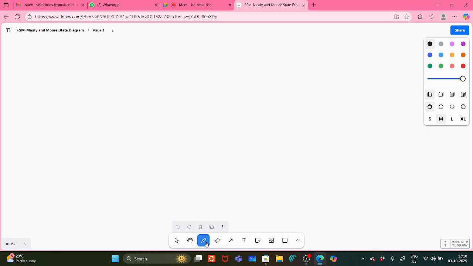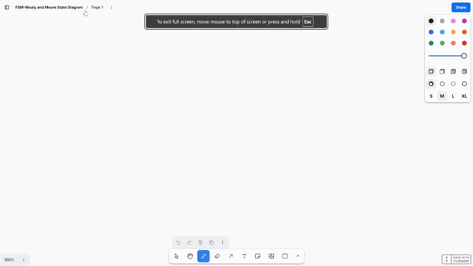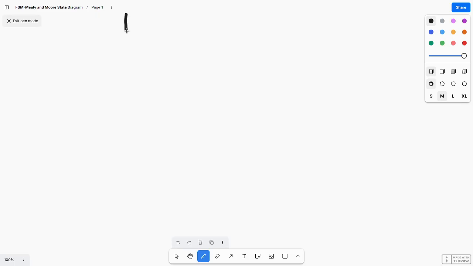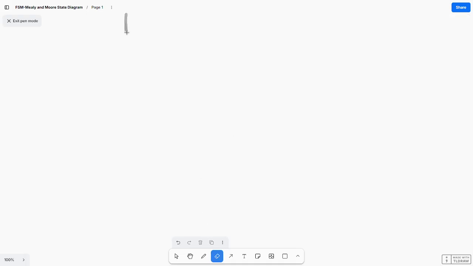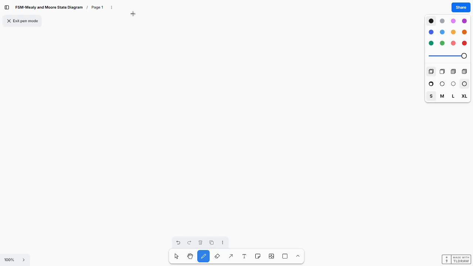Okay, so today we'll start with FSM. We completed the frequency divider circuit in the last class, no? So we'll start with FSM, the finite state machine, Mealy machine, and Moore machine state diagrams.